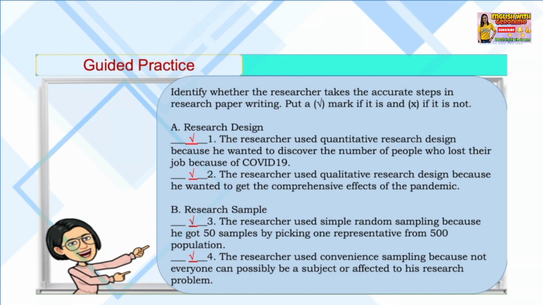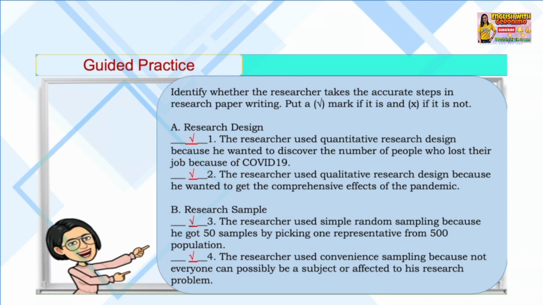Let us now check your answer. If you answered check for number 1, you are correct because quantitative research design aims at discovering how many people think, act, or feel in a specific way, and the researcher wanted to discover the number of people who lost their job because of COVID-19. If you answered check for number 2, you are correct because qualitative research design involves collecting and analyzing non-numerical data to understand concepts, and the researcher wanted to get a comprehensive view of the effects of the pandemic.